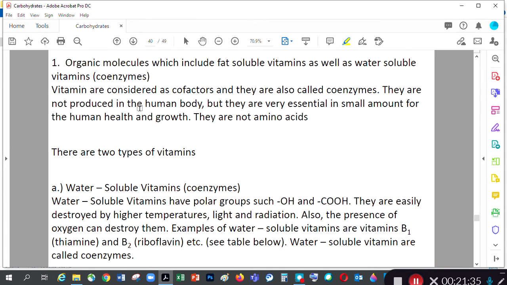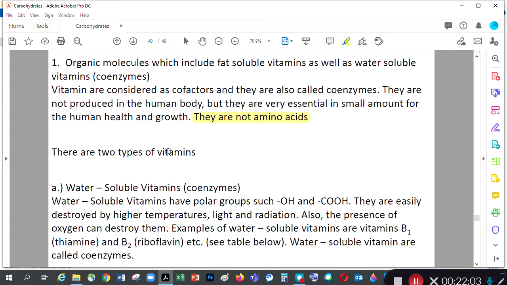Organic molecules include fat-soluble as well as water-soluble vitamins, coenzymes. Vitamins are considered cofactors, and they are also called coenzymes. They are not produced in the human body, as we said, but they are very essential in small amounts for human health and growth. They are by no means amino acids. They are not amino acids, correct? That's very important to know.